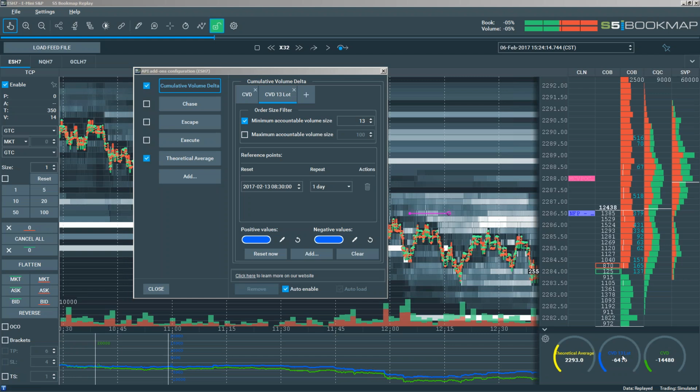That gives me a measure of all the volume that goes off on the offer minus the volume on the bid with 13 lots or more. And then the next CVD has no filters on it. Both of them restart daily at 8:30 because I want to see what they are from the time the New York Stock Exchange opens, which is when the product really trades. Everything before that is really just proxy trading. From 8:30 a.m. on, I'm comparing the performance of these two lines against each other as the market trades up and down.